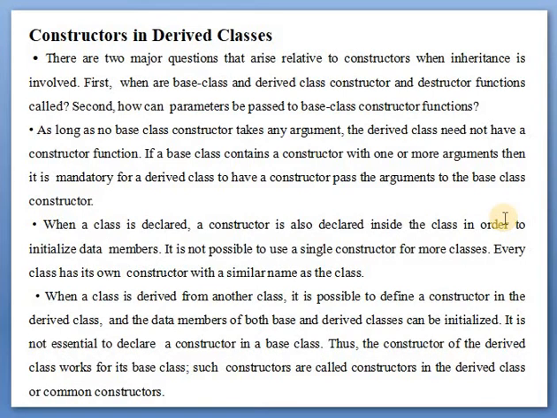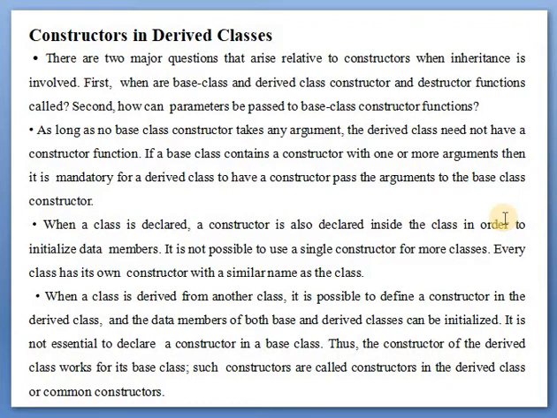So there are two major questions that arise relative to constructors when inheritance is involved. First, when are base class and derived class constructor and destructor functions called? We already know what constructors and destructors are. A constructor has the same name as the class name, and a destructor has the same name as the class name preceded by the tilde operator. A constructor is automatically called when you create the objects of a class.